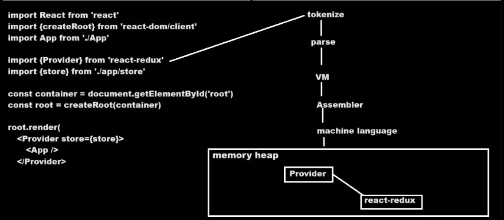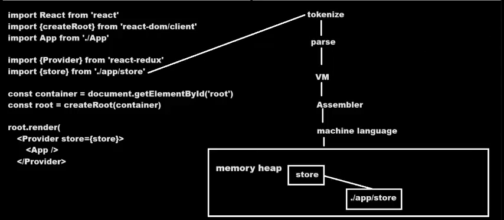Following statement, import Provider from React Redux. Goes to engine, tokenize, parse, virtual machine, assembler, machine language, and finished in memory heap as Provider, a reference to React Redux. Provider reference to library React Redux, to location.